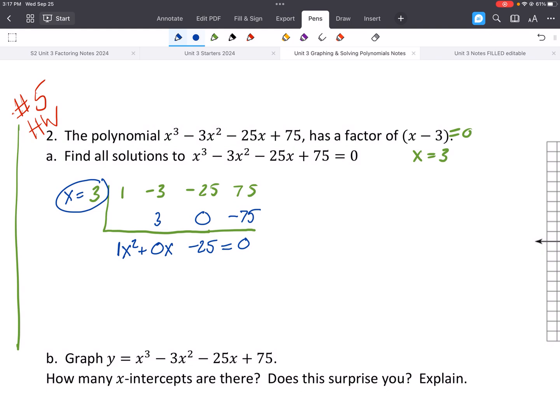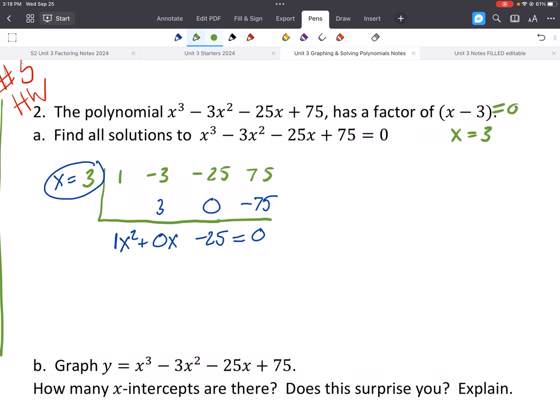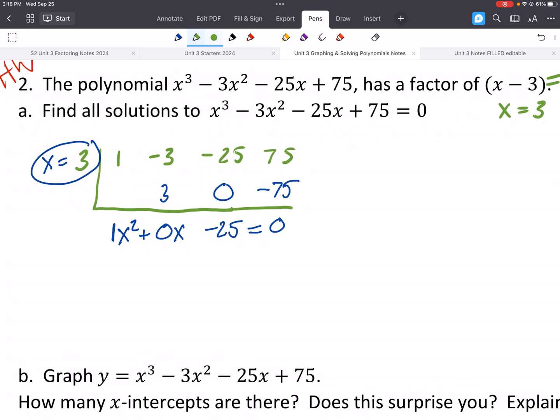We know how to solve quadratics. Again, there's lots of different ways. We could factor, we could use the quadratic formula, and there's a couple others that we learned about last year, but we're going to focus on those 2. So first off, is this factorable? Can we find something that multiplies to -25 and adds to 0?